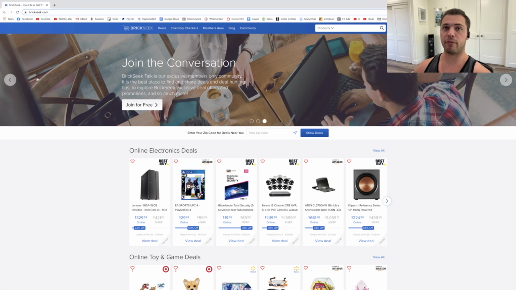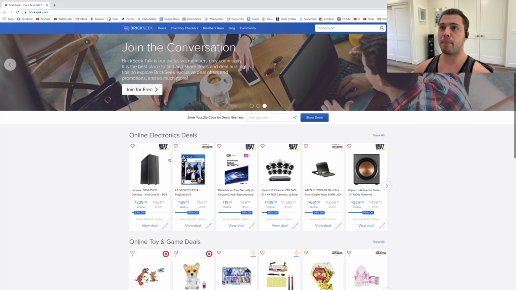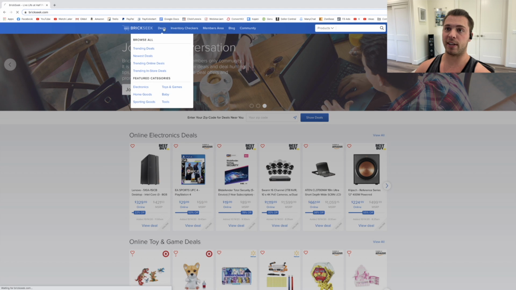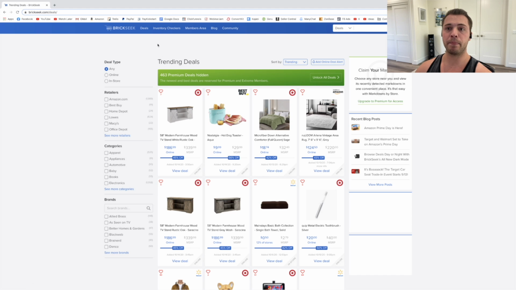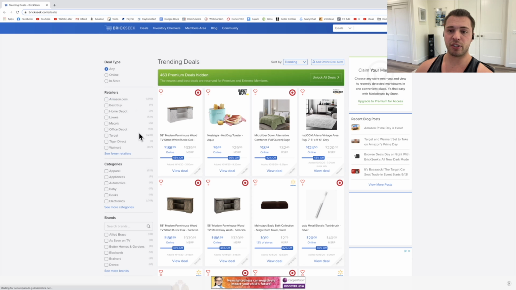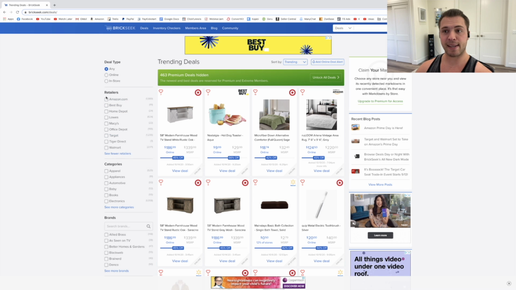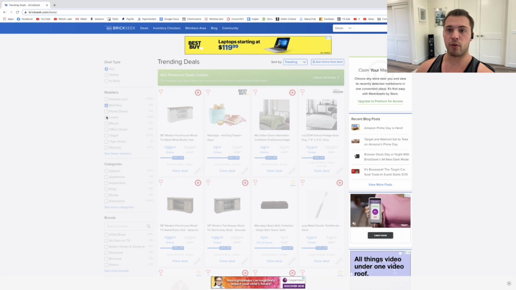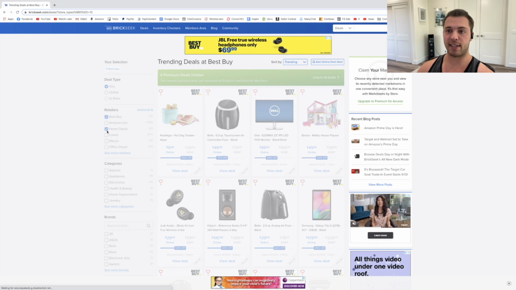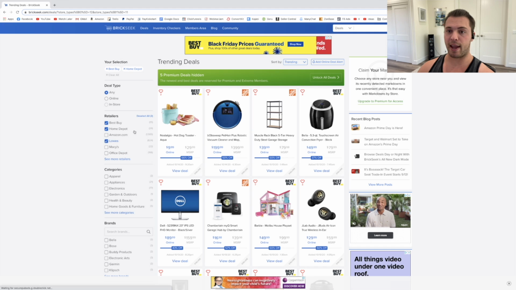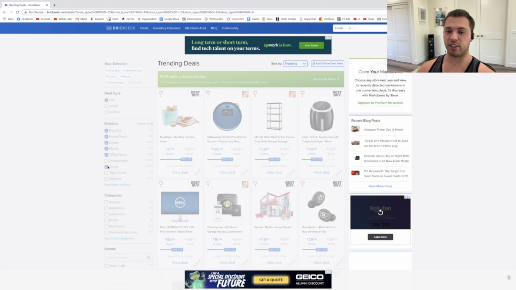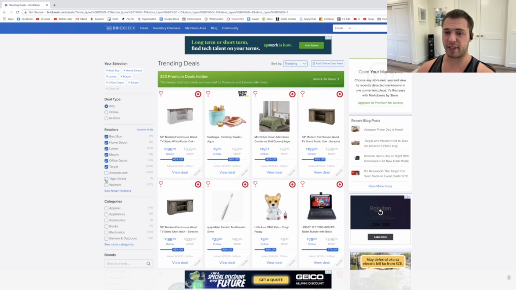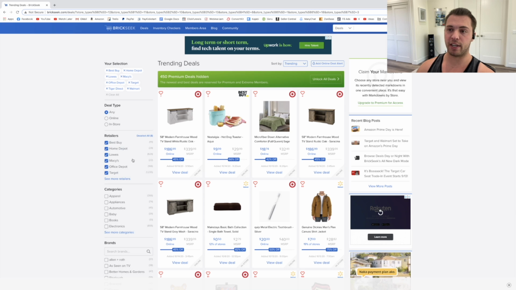So what I do, for example, on this website is they have a bunch of different deals. So I'm just going to click the deals tab up here. And as far as retailers, we're going to click all of them except the Amazon tab, since that's where we're actually going to be selling. So I'm going to select every single one of these tabs except for the Amazon tab. And you can see there's also different categories or brands you can look at or hide if you want to. So I have everything selected except for Amazon here.